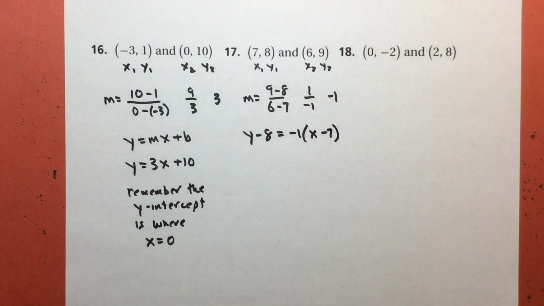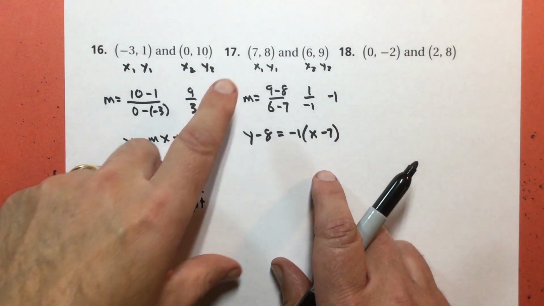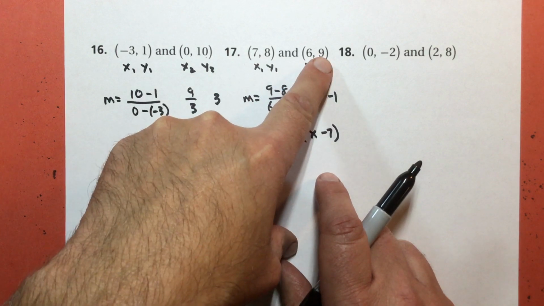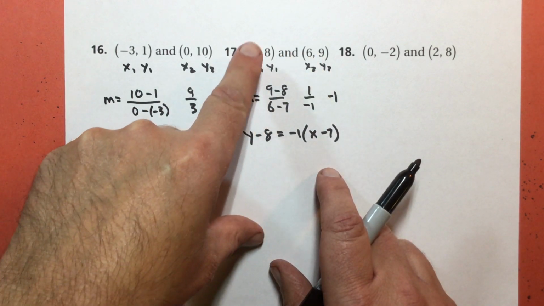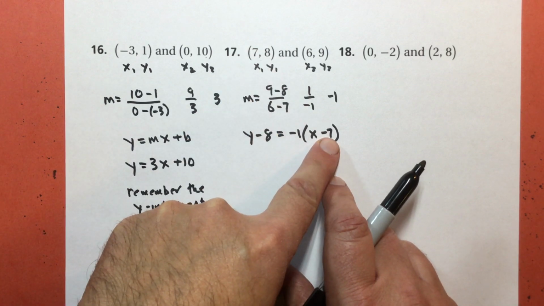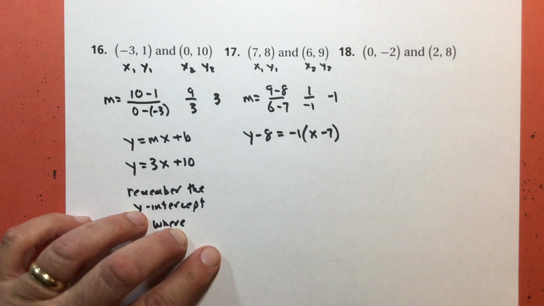I haven't said this yet because sometimes I have to anticipate when students make mistakes. In class it's a lot easier. But please do not switch. Like, don't use this x with that y or that y with that x. Pick one point and stay with it. I use 7 and 8. So there's my x value, here's my y value. Okay? So don't mix and match.